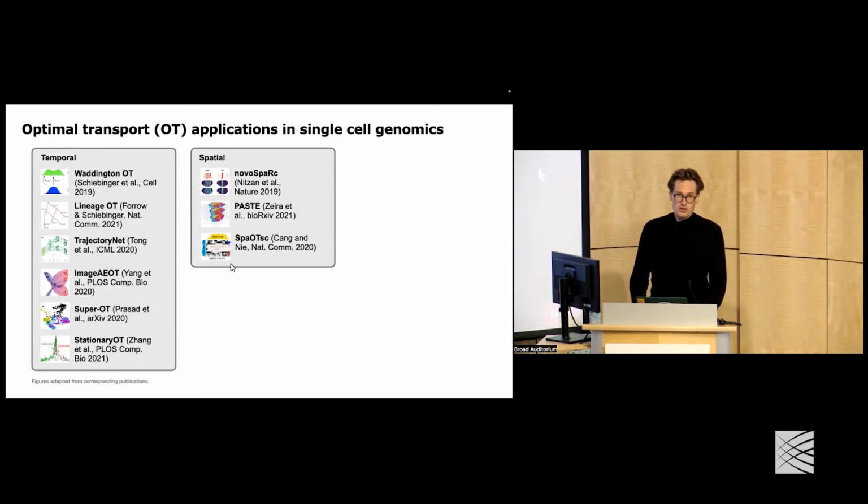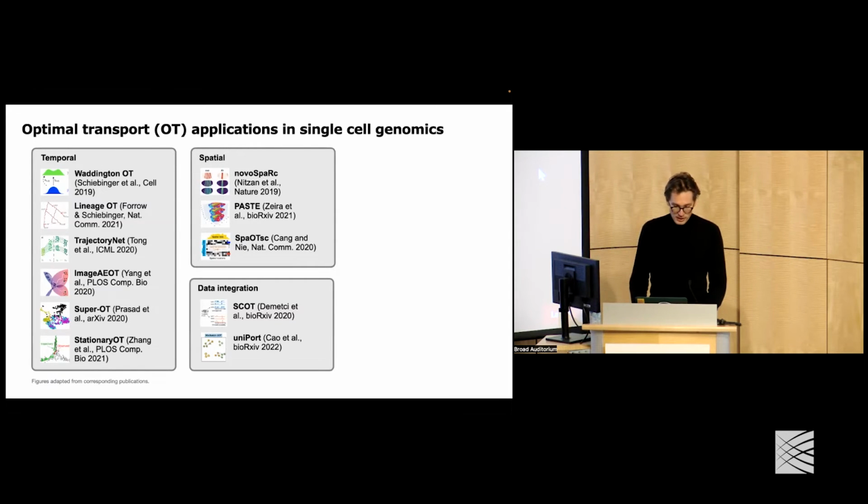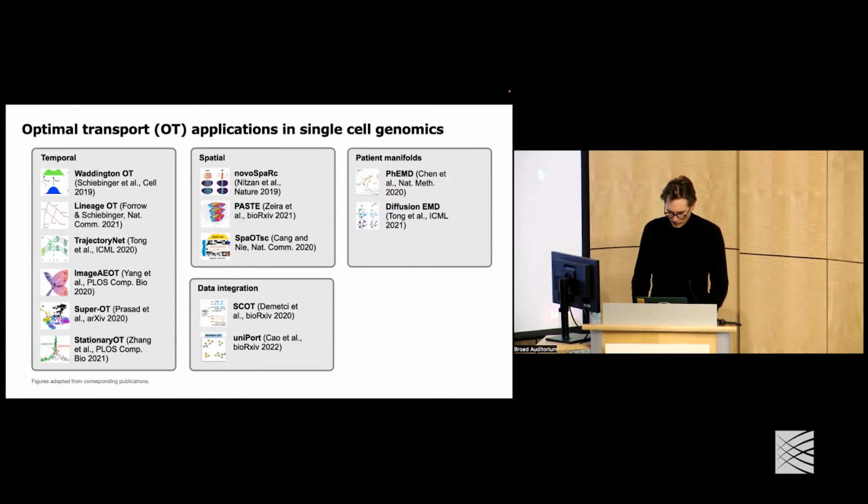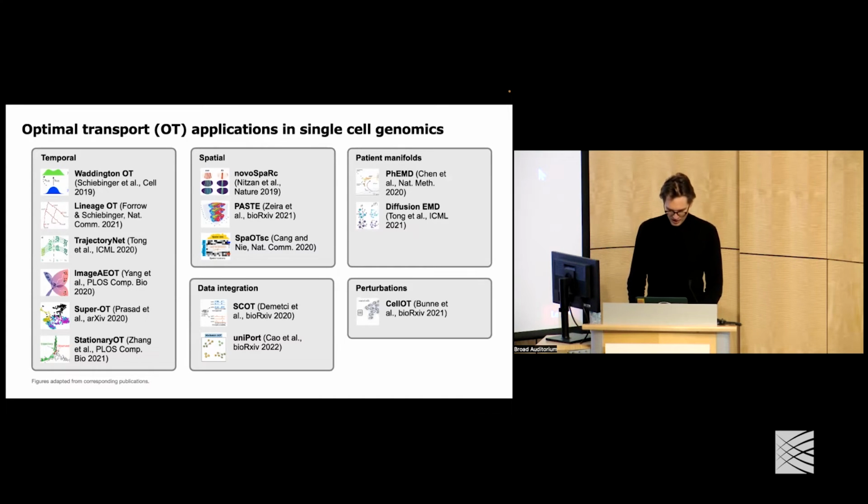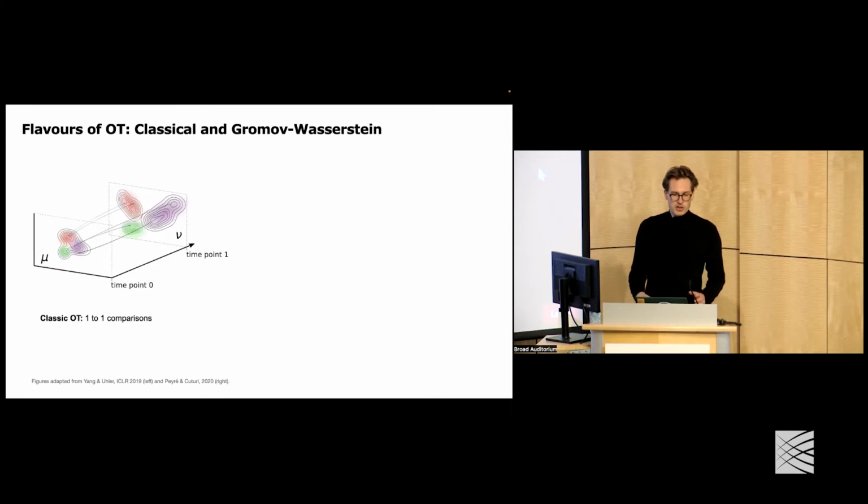There have also been applications to spatial problems, to data integration. We also saw this Kummer-Wasserstein application before, to learning patient manifolds. So basically using optimal transport to describe a patient-level distance in terms of underlying single-cell samples, and to mapping cells across different perturbations. So this basically shows that optimal transport has been proven to be a powerful and versatile tool for many applications in single-cell genomics. Next, I want to go into the different flavors of optimal transport a little bit.